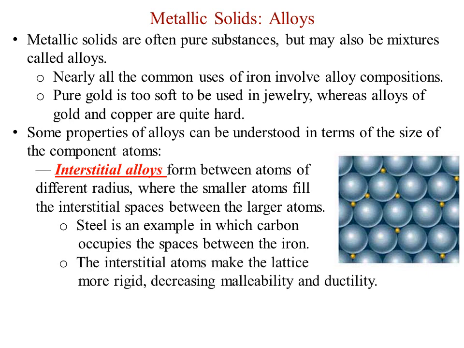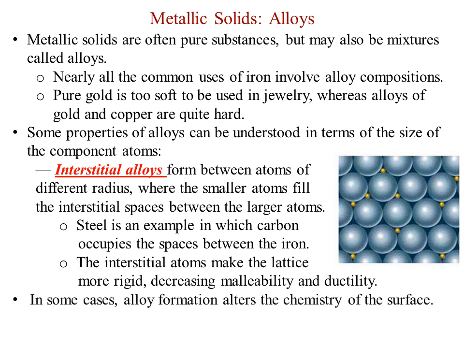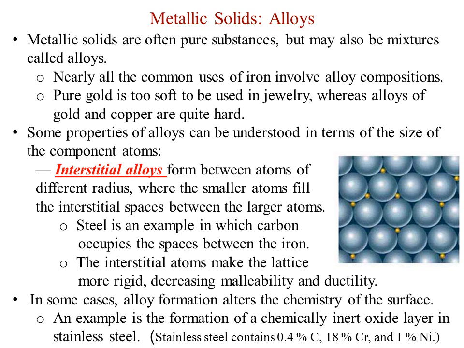Now that's going to change the properties of the pure iron. It makes the lattice more rigid, it's going to make it less malleable and less ductile, so it's a lot harder and it can be used to build bridges, where pure iron is not a good metal to use in a bridge. In some cases, an alloy can actually alter the surface chemistry of the metal. So an example would be stainless steel, where you're going to put chromium and nickel and of course some carbon into the substance, and that creates, the chromium especially, it creates an inert oxide layer so it doesn't rust.